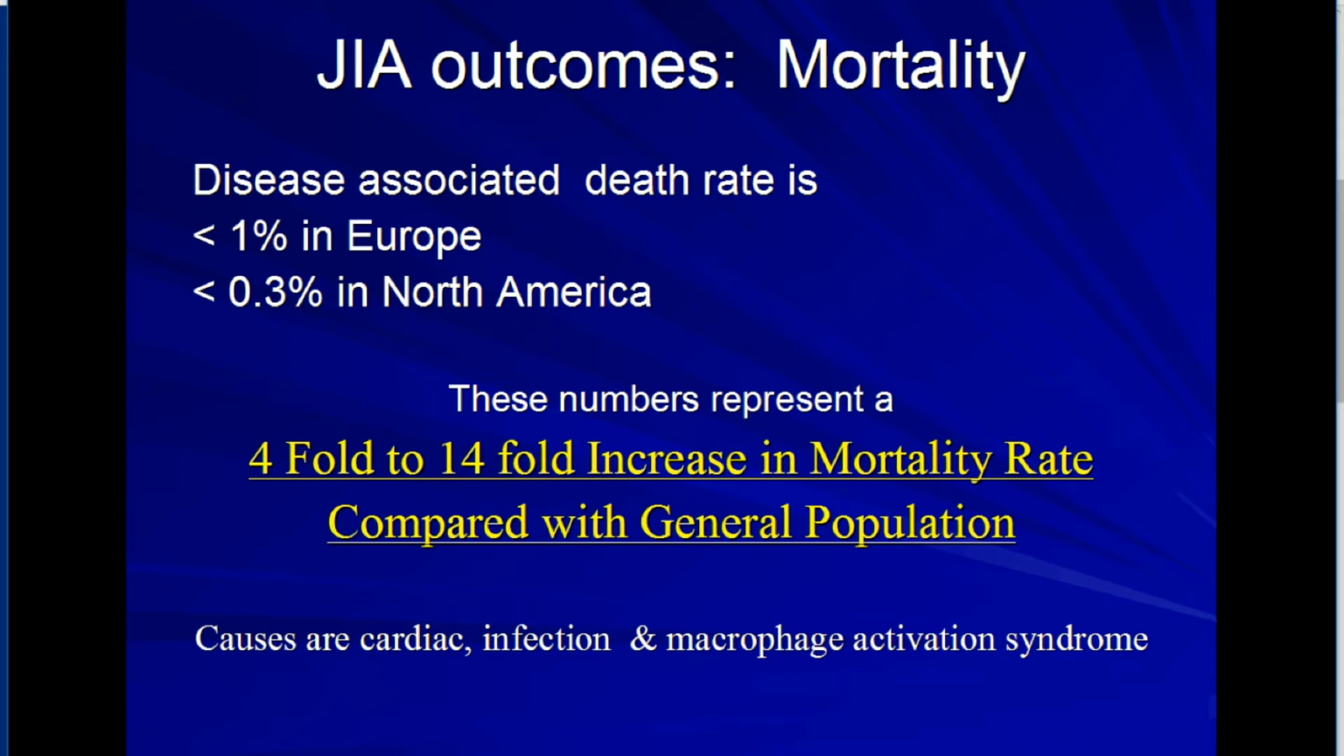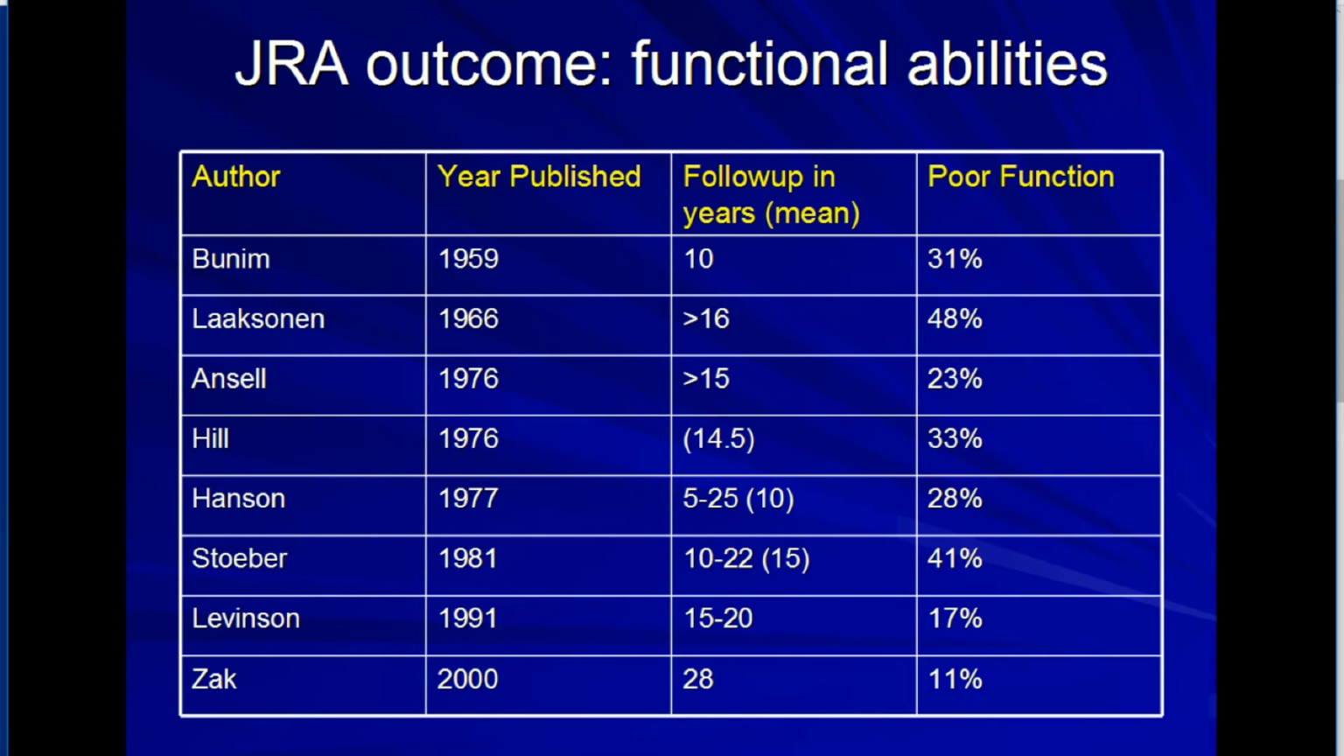Now, you might be surprised to find that these have mortality associated with them, right? You don't think of arthritis as having mortality associated with it, but they do. And very low numbers, but still it's surprising to orthopedists when they find out that there's mortality associated with juvenile arthritis. They have a 4 to 14-fold increase in mortality compared with the general population. The causes are cardiac, infectious, and this condition called the macrophage activation syndrome, which is a real emergency.